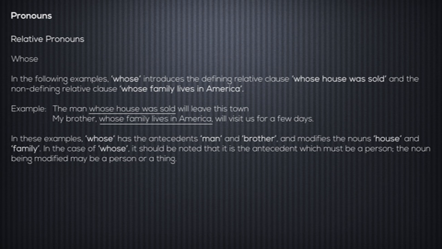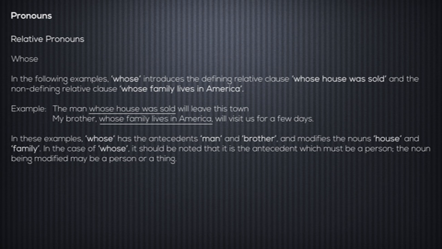Whose. In the following examples, whose introduces the defining relative clause whose house was sold and the non-defining relative clause whose family lives in America. As in the example, the man whose house was sold will leave this town. My brother, whose family lives in America, will visit us for a few days. In these examples, whose has the antecedents man and brother and modifies the nouns house and family.